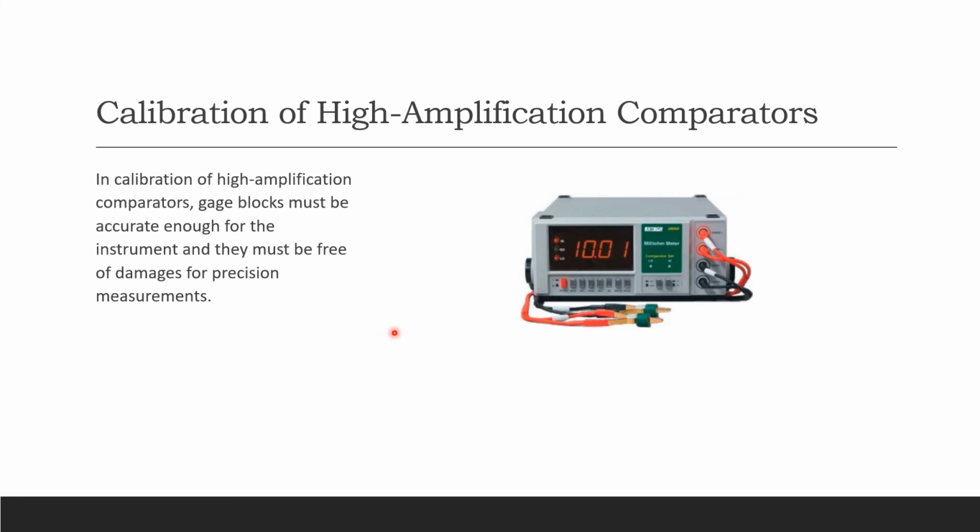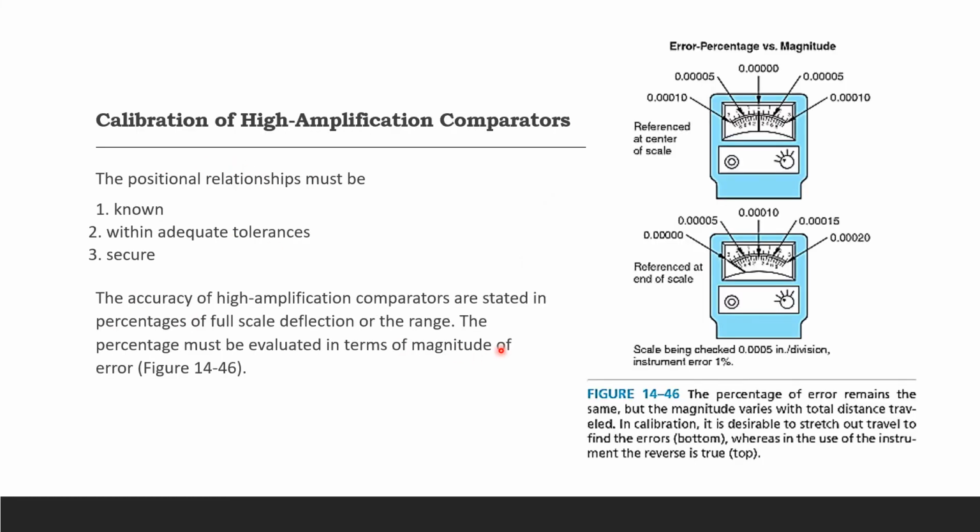Okay, calibration of high amplification comparators. In calibration of high amplification comparators, the gauge blocks must be accurate enough for the instrument, and they must be free of damage, again for precision measurement, because we're using them as standards. Now, in calibration of high amplification comparators, the positional relationships have to be known, they have to be within adequate tolerances, and they have to be secure.